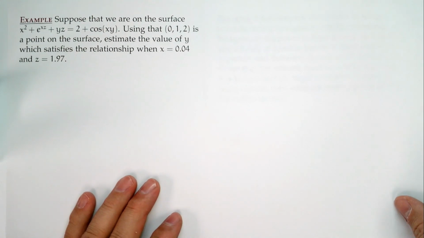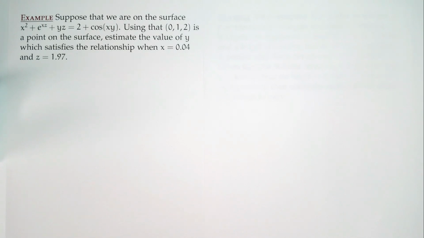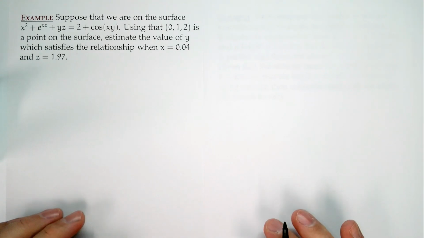All right, now let's try another one. Suppose that we're on this surface: x squared plus e to the xz plus yz equals 2 plus cosine of xy. And we know that (0, 1, 2) is a point on the surface. Estimate the value of y which satisfies the relationship when x equals 0.04 and z equals 1.97. Let's try to grapple with what this is asking us, because it's not so clear.